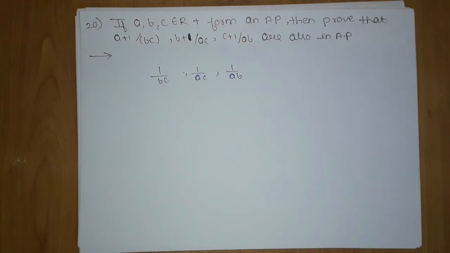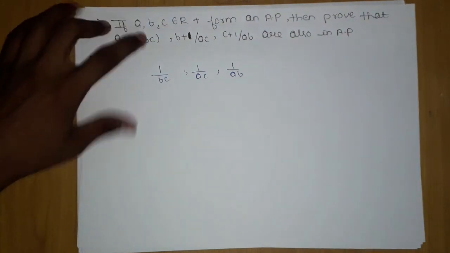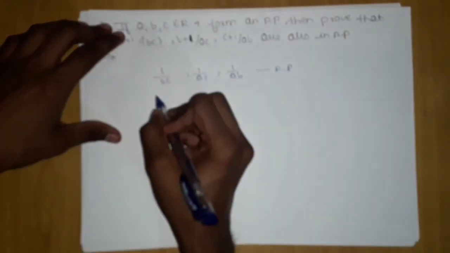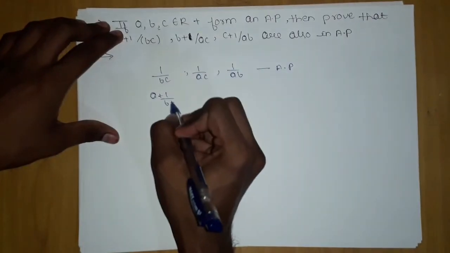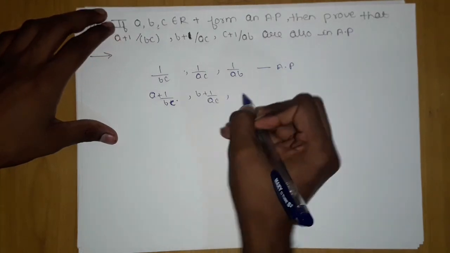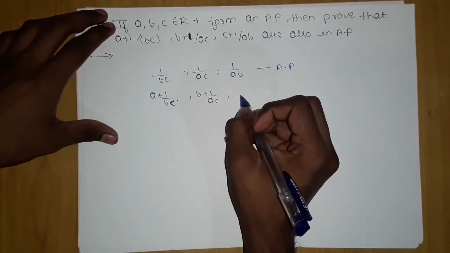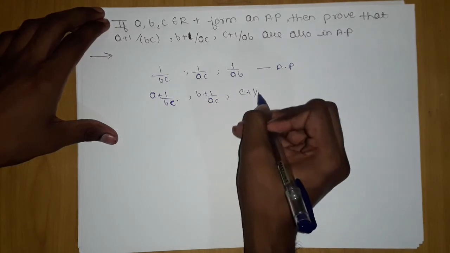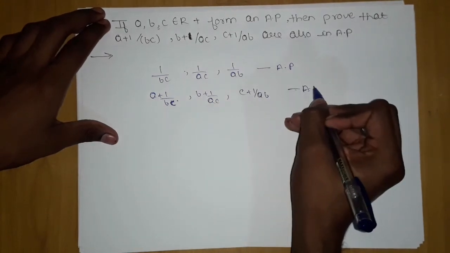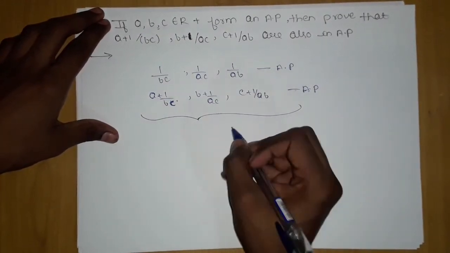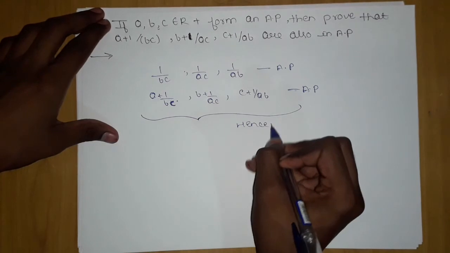What we can do now is, this is an AP and this is also an AP. If I add these both APs, I get a plus 1 upon bc, b plus 1 upon ac, and c plus 1 upon ab, so it will also be an AP. So we got our answer, which is what we wanted to prove. Hence proved.